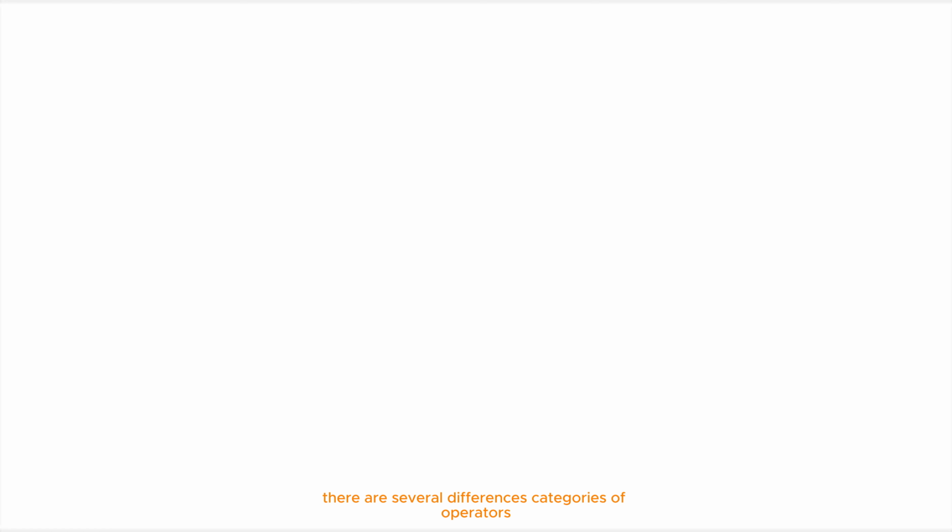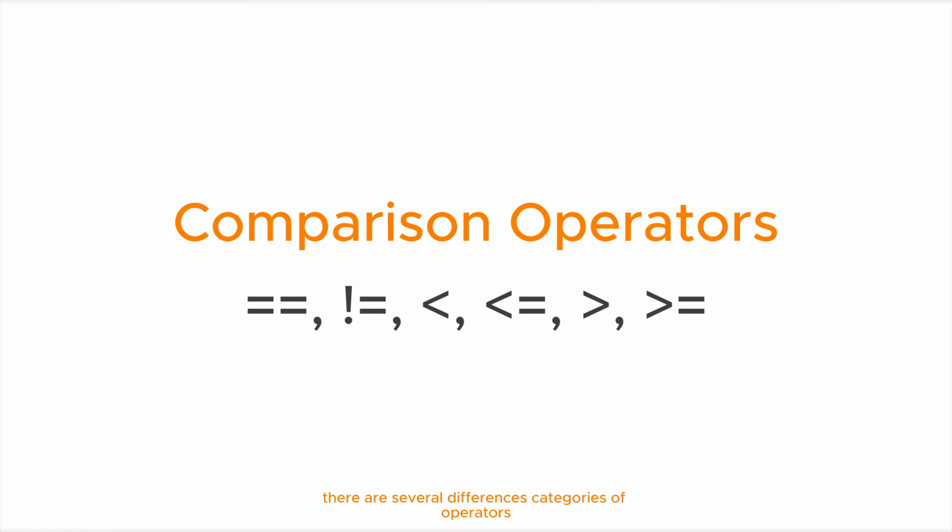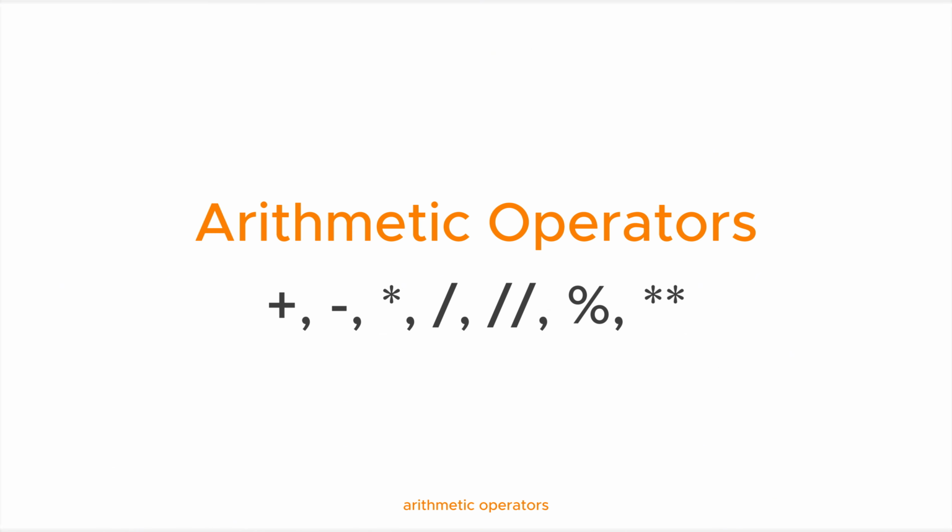In Python, there are several different categories of operators. In this lesson, we are going to start with the category that is most familiar to all of us, arithmetic operators. These are the operators we learned in school. They allow us to perform mathematical calculations. Okay, let's explore these operations in VS Code.